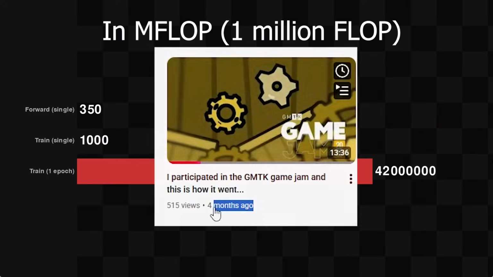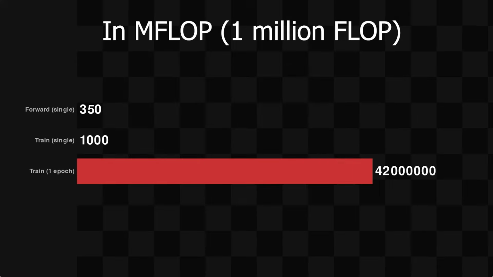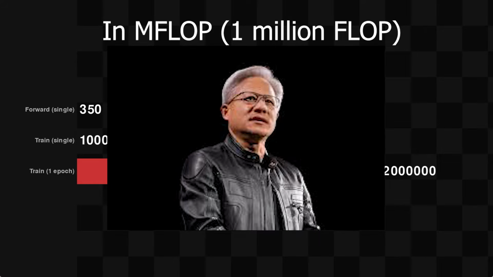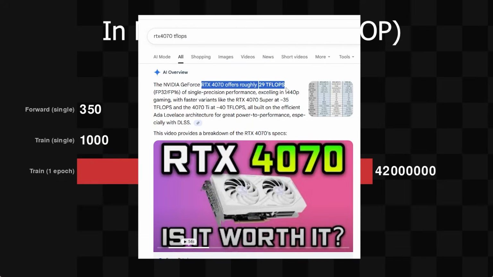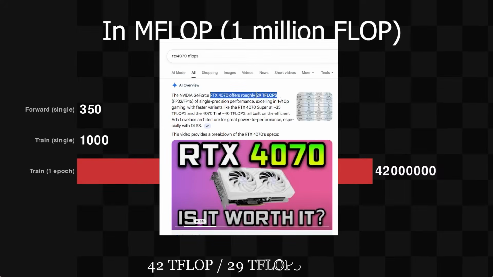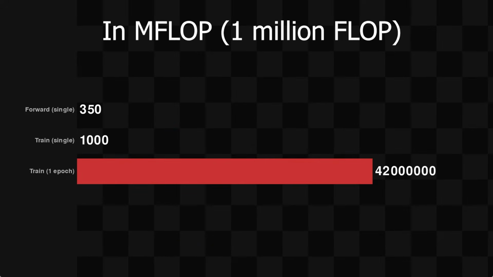That's almost as bad as my upload schedule. So instead, let's use Jensen Huang's favorite bargaining chip, the GPU. I have a pretty decent GPU that can perform 29 trillion operations per second, so instead of 350 hours, it would actually take 2 seconds. In reality, perfect code like this doesn't exist, but hopefully you can understand why GPUs are used in machine learning.